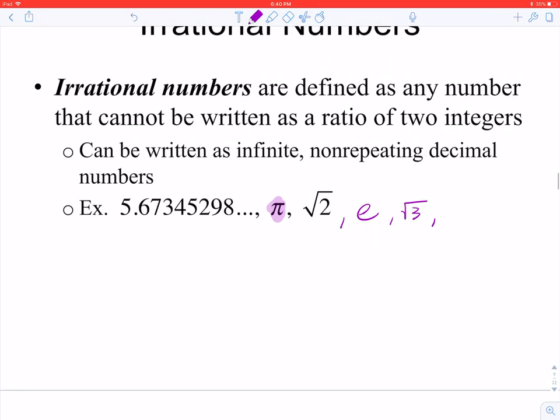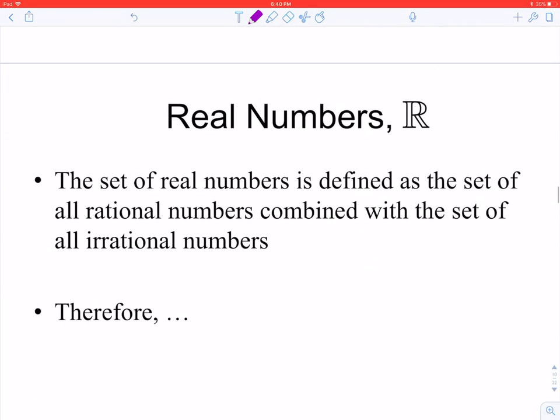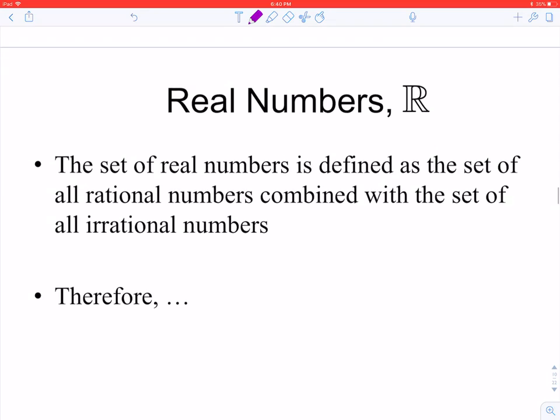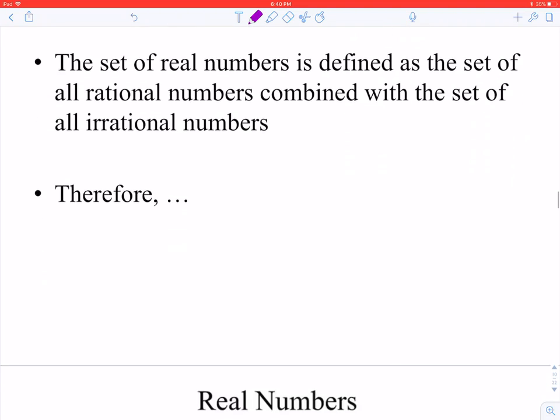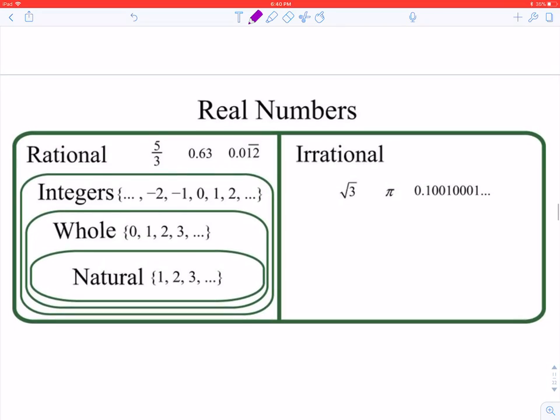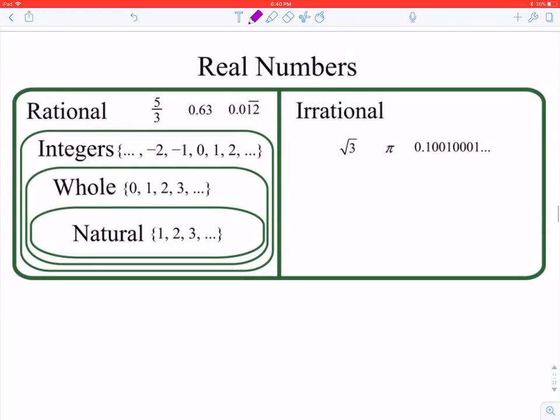Okay, so the set of real numbers is defined as the set of all rational numbers combined with the set of all irrational numbers. So we have this little picture here, okay, to help us see. So basically the real numbers are just made up of the rational and the irrational numbers. And then we have these different subsets of the rational numbers.